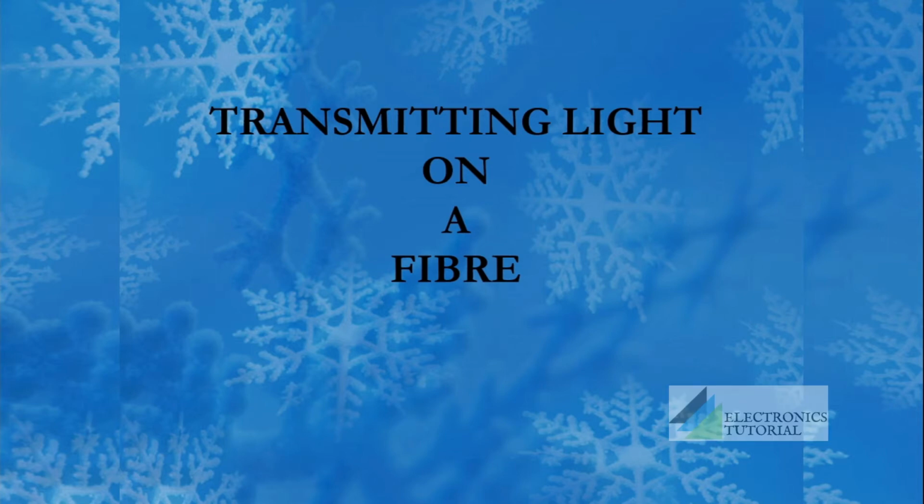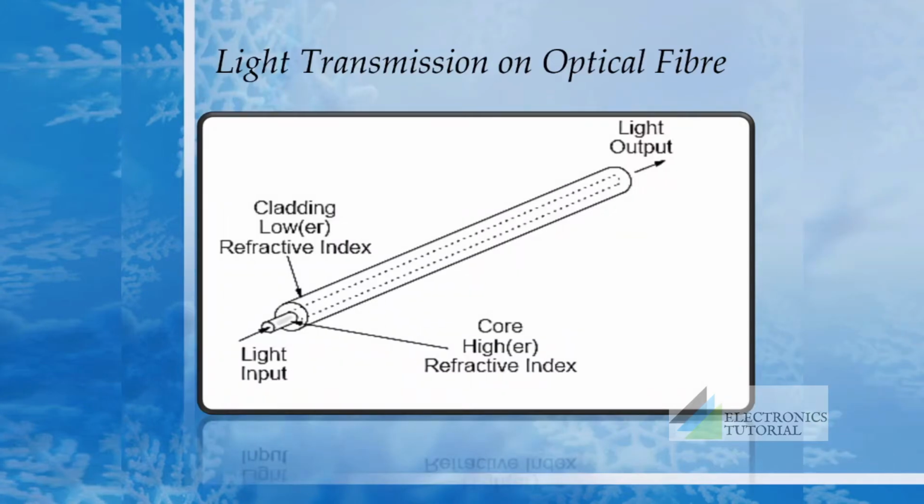The topic that we are going to discuss today is how light beams are transmitted on a fiber. This is the structure of an optical fiber. An optical fiber is an optical waveguide that guides light waves. It consists of two basic concentric elements, core and cladding. Core is a narrow cylindrical strand of glass and cladding is the tubular jacket surrounding it.